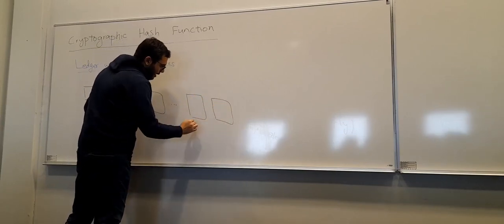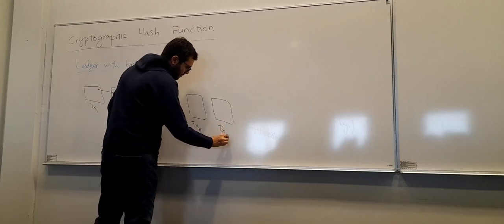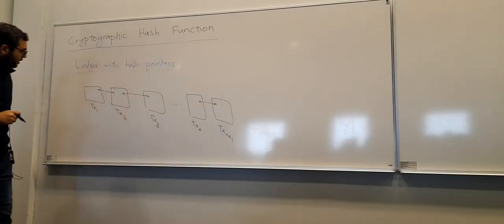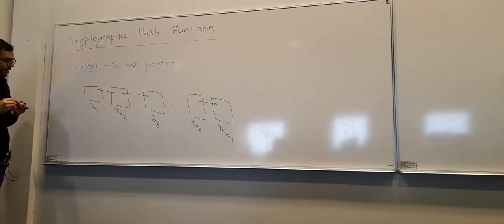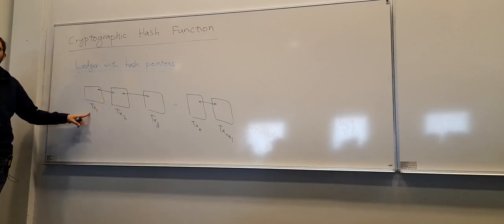until, let's say, there were n+1 transactions. Now, what is the pointer that is pointing from transaction 2 to transaction 1?